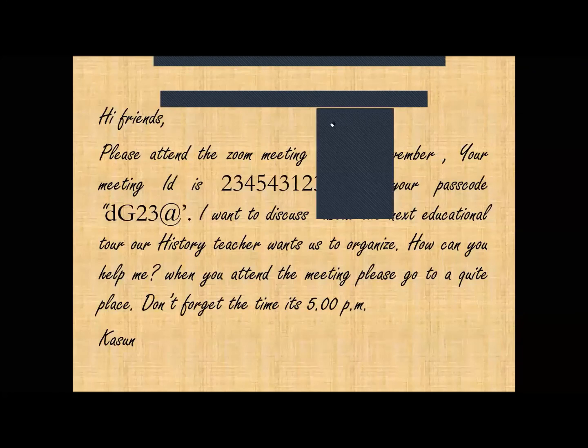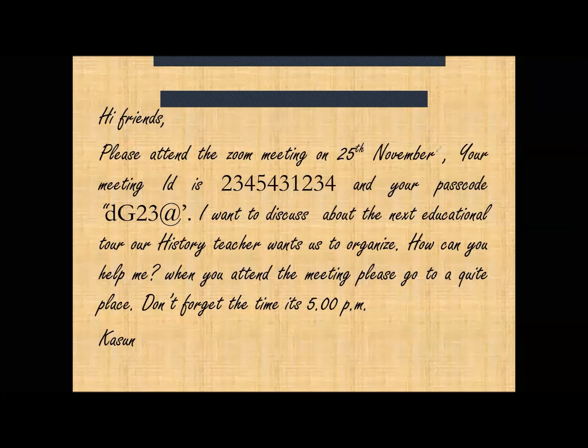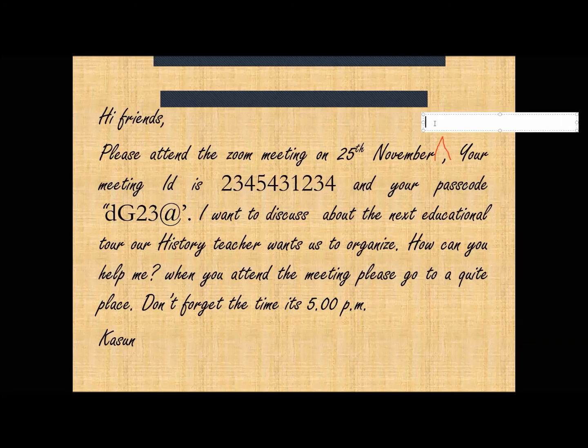Right, let me type. At 5 p.m. Right, so at 5 p.m. I have just added the time. It's very important, so we don't have to miss this detail. Very important: 25th November at 5 p.m., your meeting ID is this and your passcode is this. Okay, so that's all. The time is also given again here, but anyway, it's all right. I have given the time in two places, right?